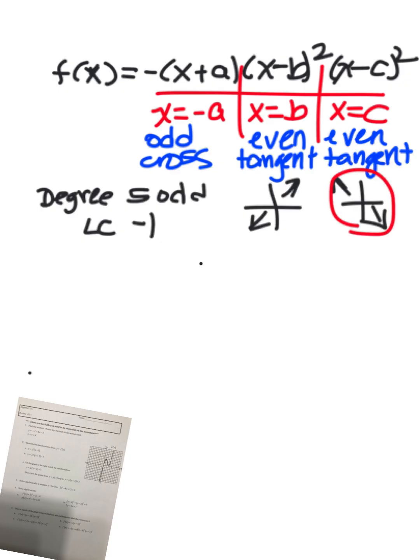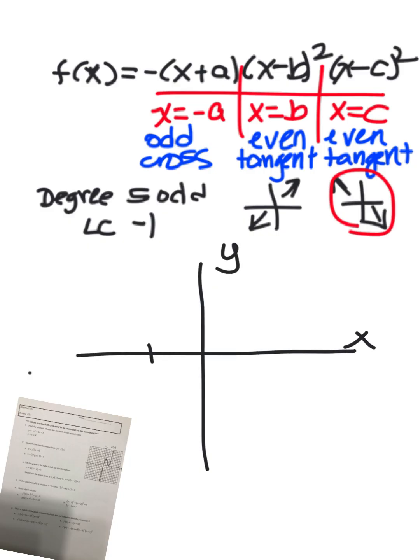Okay, so let's get our zeros. So we have negative a. We don't have a 0 in the middle. We have positive b and positive c. Plot the zeros. Okay, it's going to be up on the left, down on the right, the graph. Go through your zeros here.